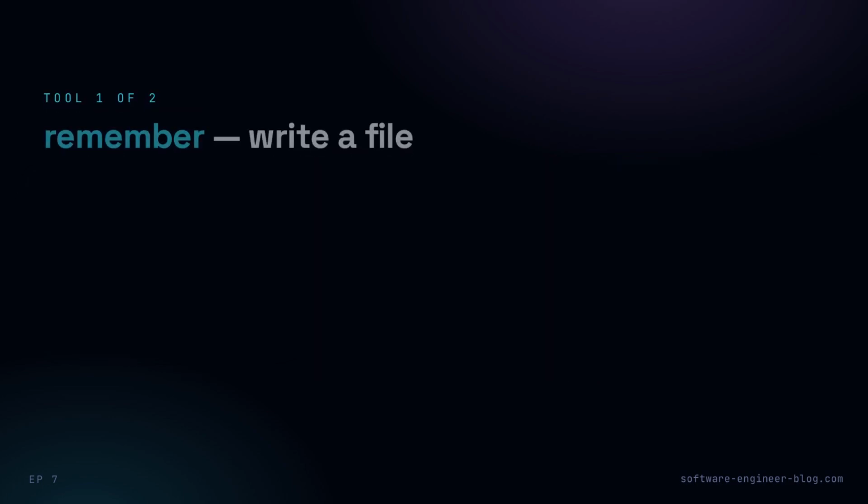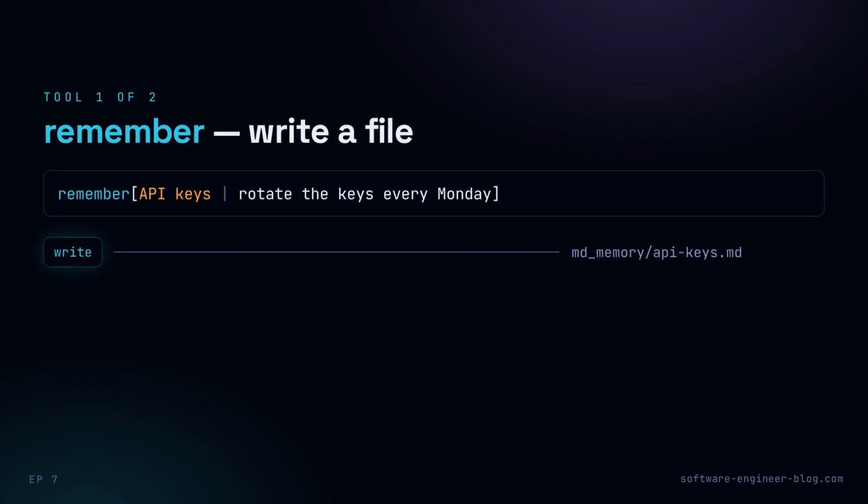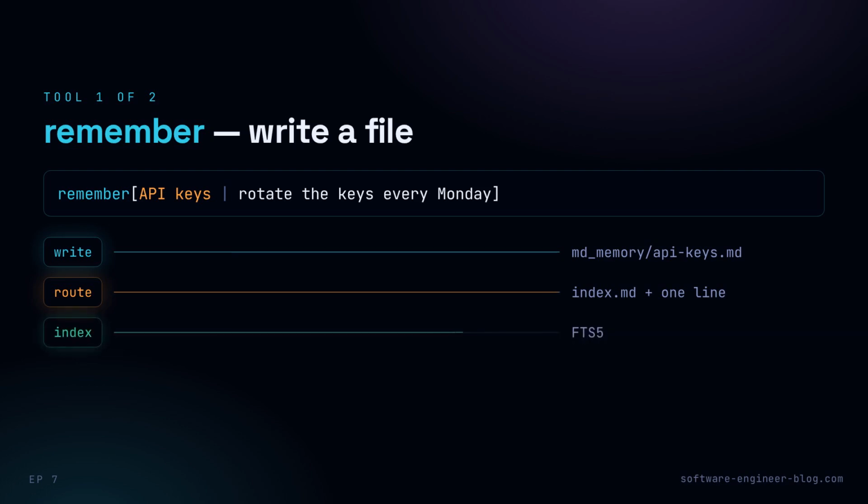The agent gets two tools. The first one is remember. It takes a topic and a fact. It writes the fact into that topic's Markdown file. It adds one line to the router, and it indexes the text. No model call, no vector. Writing a memory is writing a file.